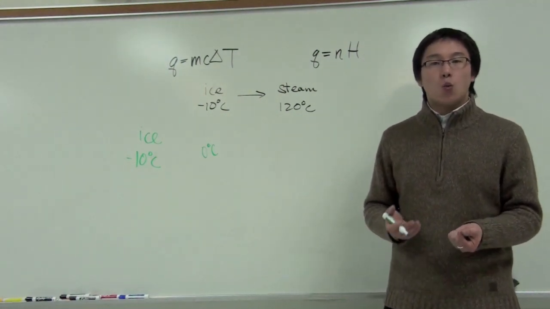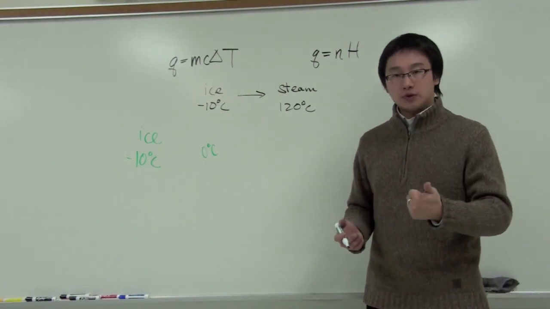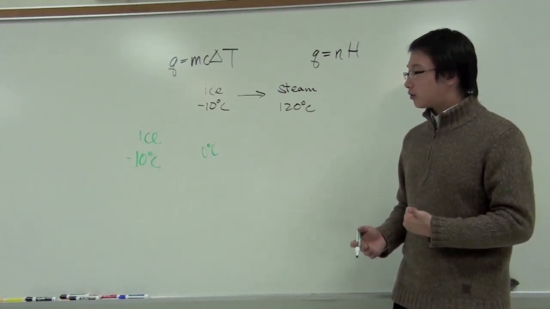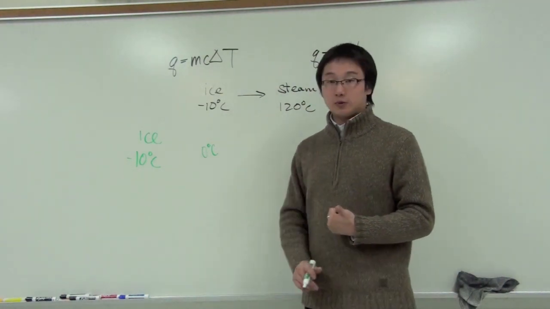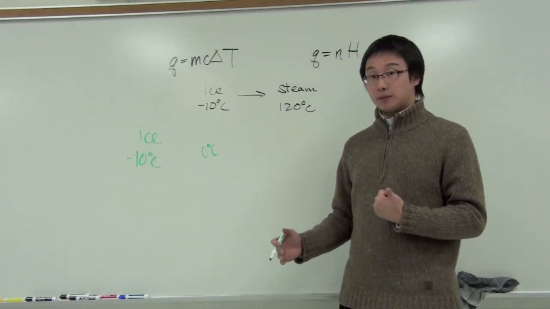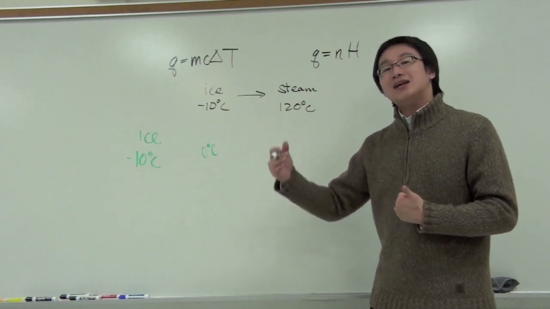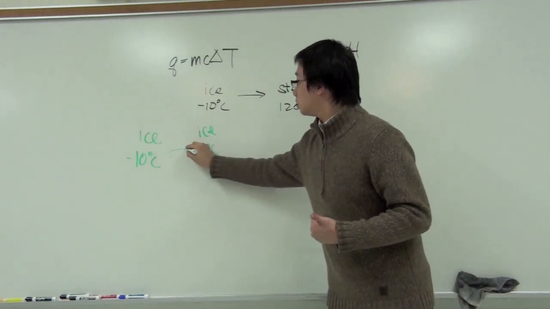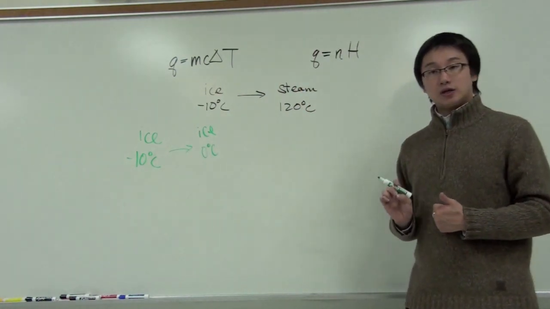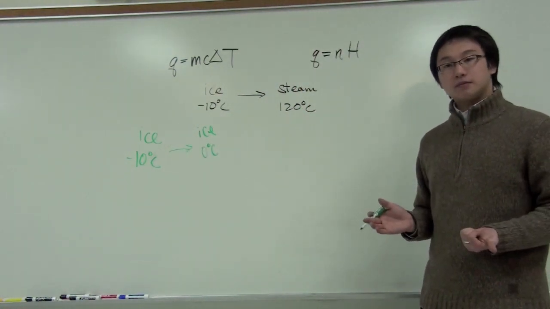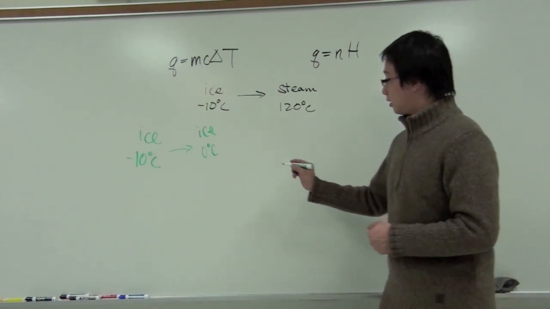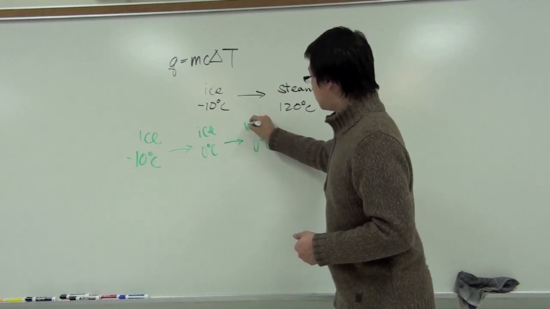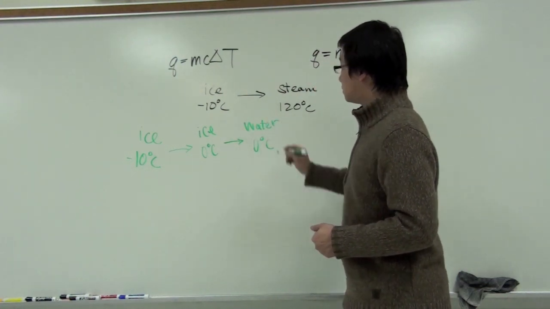But we can only change one thing at a time. We can either change temperature or change state. Now in this case, we cannot change ice to water at -10 degrees Celsius because it's below its melting point. So for ice to change to water, we must bring the ice to 0 degrees Celsius first. And then at the melting point, we can change the state from ice to water.